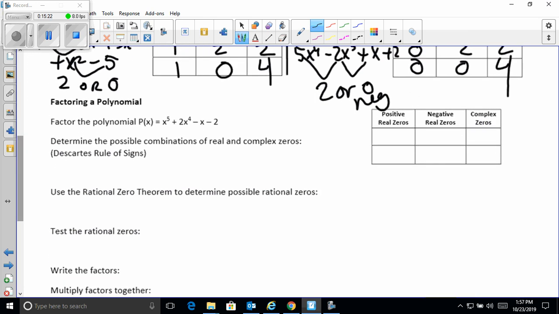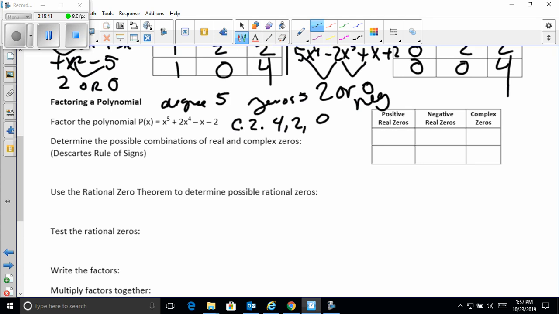So first thing I'm thinking about is my degree. My degree is 5. That means I need to have 5 zeros. So my zeros are going to be 5. So just me thinking in my head. That means if I have complex zeros, I can have 4, 2, or 0. Those are my options.